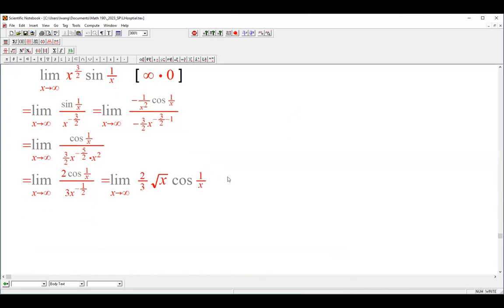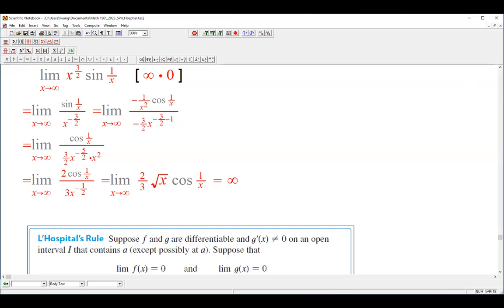At this point, what do we do? This is bounded, right? Cosine x is bounded. It's less than or equal to 1, greater than or equal to negative 1. And x is approaching infinity. So this is the form of infinity times 1, and infinity times 1, of course, is going to be infinity. So this one doesn't have a limit, or the limit is infinity.